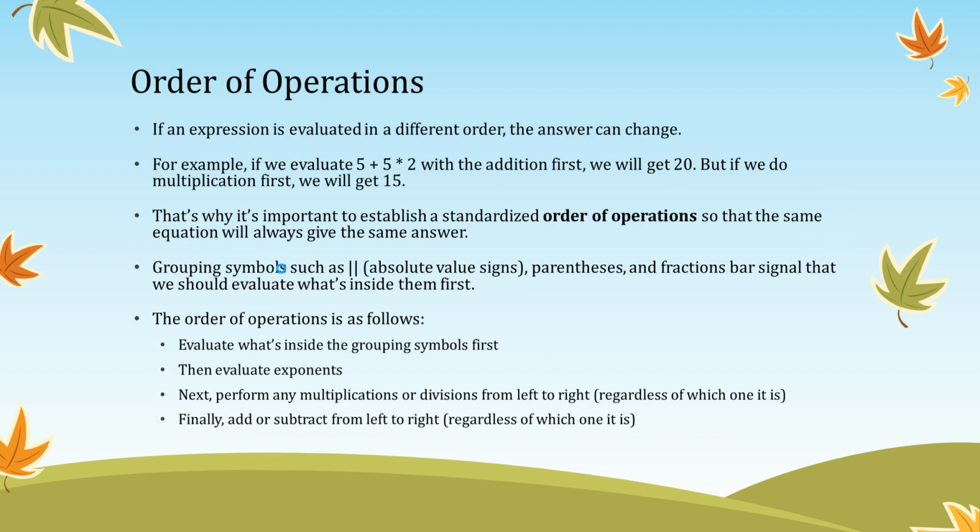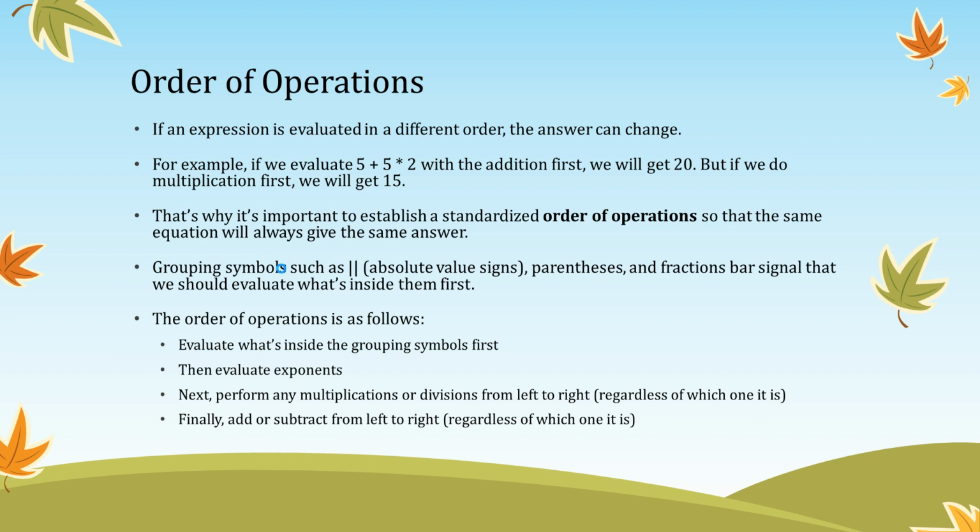Order of operations. If an expression is evaluated in a different order, the answers can change. For example, if we evaluate 5 plus 5 times 2 with the addition first, we will get 20, because 5 plus 5 is equal to 10, and then 10 times 2 is equal to 20.